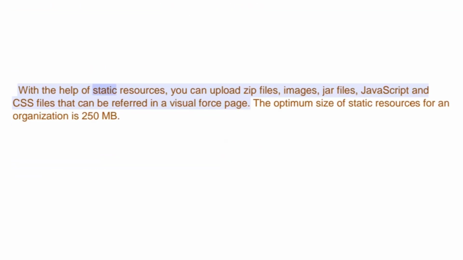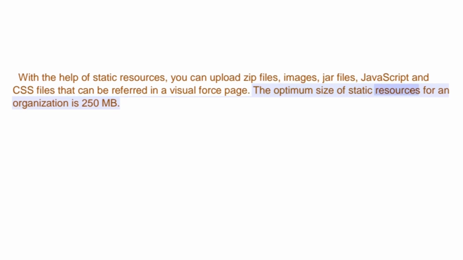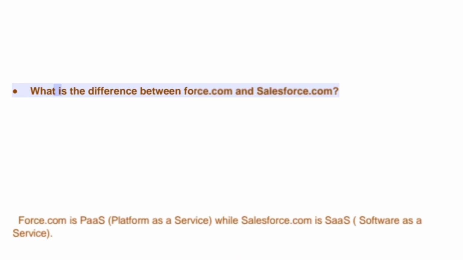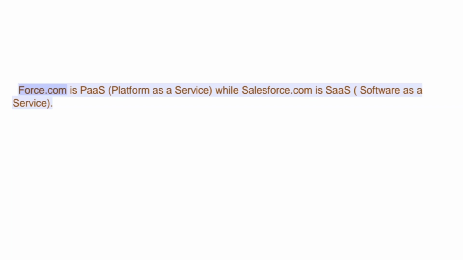What is the use of the static resource in Salesforce? With the help of static resources, you can upload zip files, images, jar files, JavaScript and CSS files that can be referred to in a Visualforce page. The optimum size of static resources for an organization is 250 MB. What is the difference between Force.com and Salesforce.com? Force.com is PaaS, platform as a service, while Salesforce.com is SaaS, software as a service.